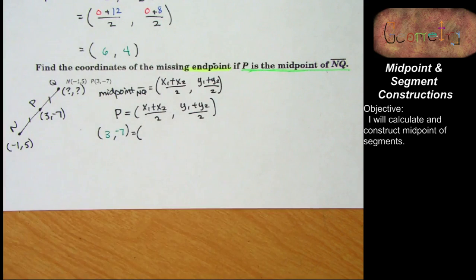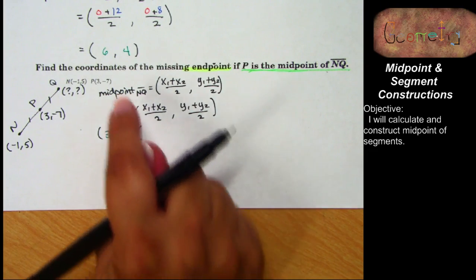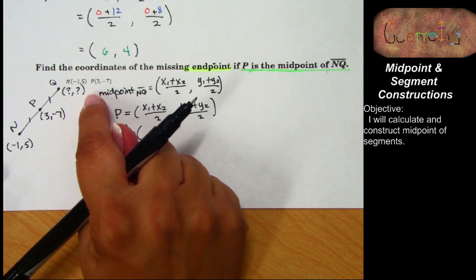Oh, okay. Thank you. So in order to continue our substitution, we need to figure out which point is x1, y1, and which point is x2, y2. Can we use P as one of those two points? No, because P is already taken up by the midpoint, which means our choices are the endpoints.